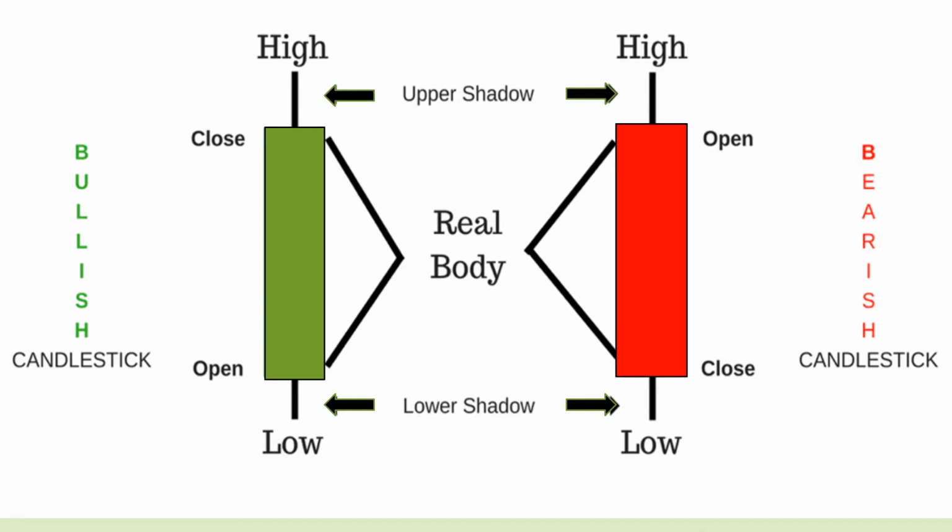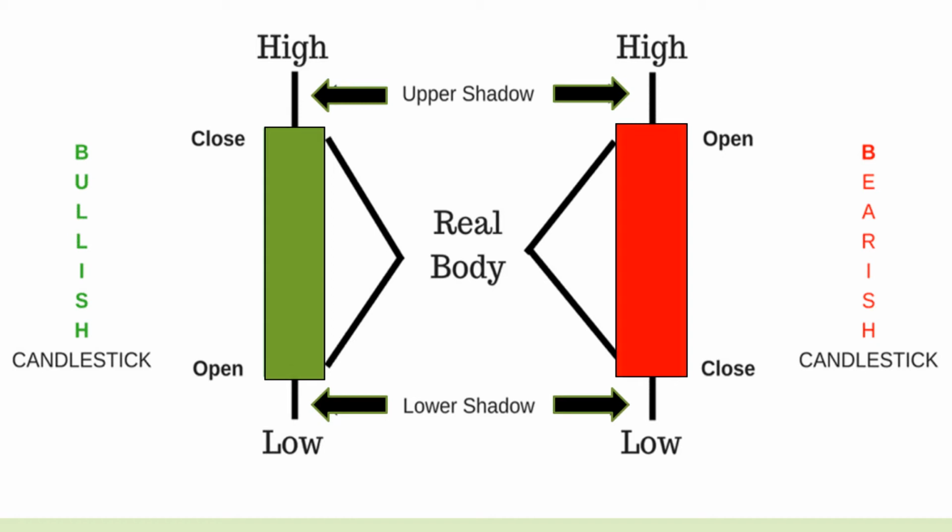The candlesticks are mainly represented in two colors, one green and also red. The parts of the candlesticks: the colored part is mainly called the real body. The upper wick is called the upper shadow. The lower wick is called the lower shadow.